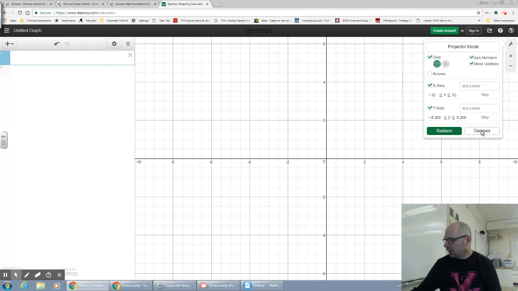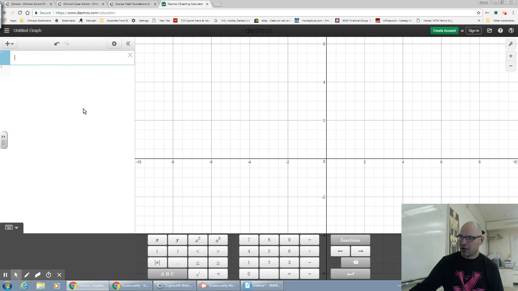And if you're doing trig graphs, which we will later, you can either put it in radians or degrees. But right now we're just doing regular ones. You can put the grid out. You can have arrows, whatever. Okay, so let's put in a graph. Let's put in a typical polynomial. You don't have to put in the y equals because it does it for you, or you can if you want. It doesn't really matter. I'm going to put the y equals in just to show you.